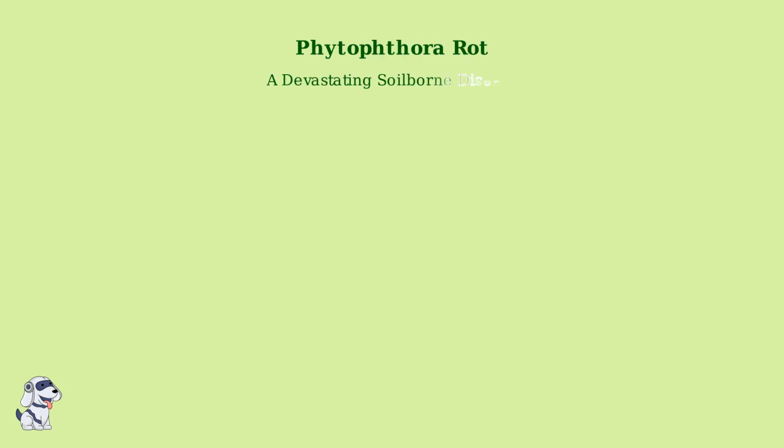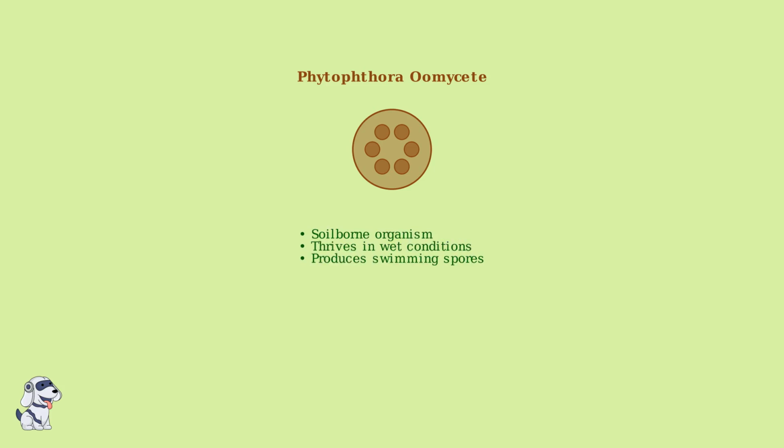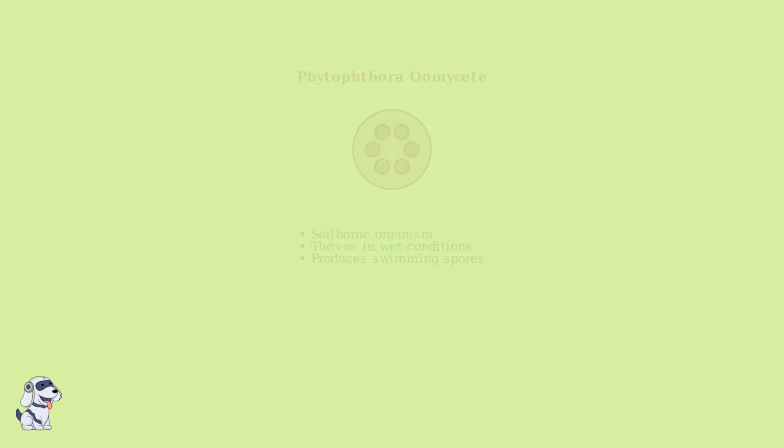Phytophthora rot is one of the most devastating diseases affecting cucurbit crops. This disease is caused by soil-borne oomycetes, which are fungus-like organisms that thrive in wet soil conditions. The Phytophthora organism is an oomycete that lives in the soil. Unlike true fungi, oomycetes produce swimming spores called zoospores that can move through water in the soil, making them particularly dangerous in wet conditions.